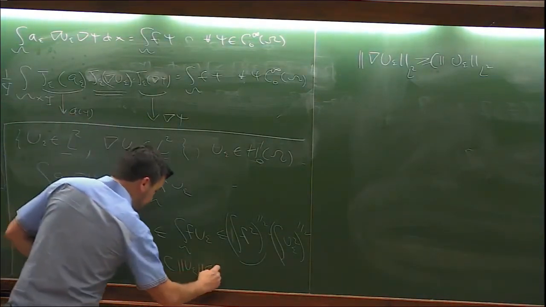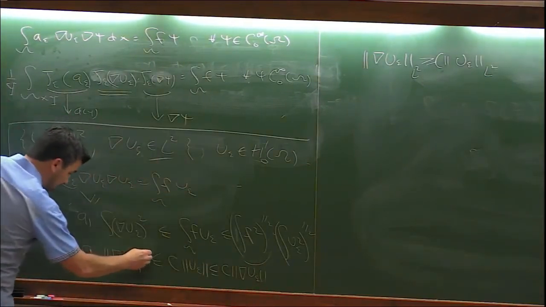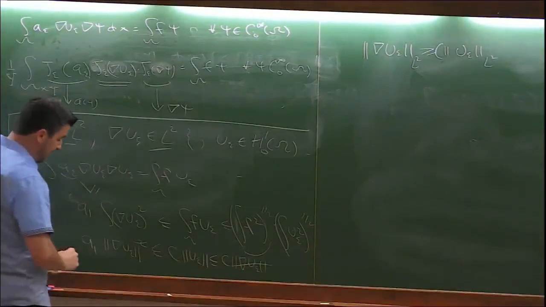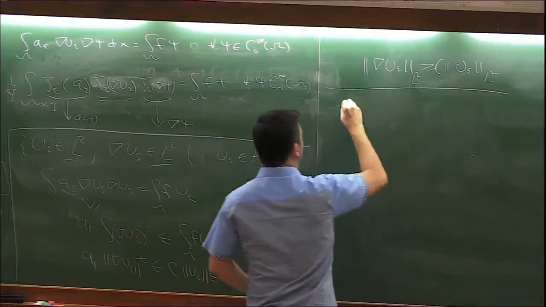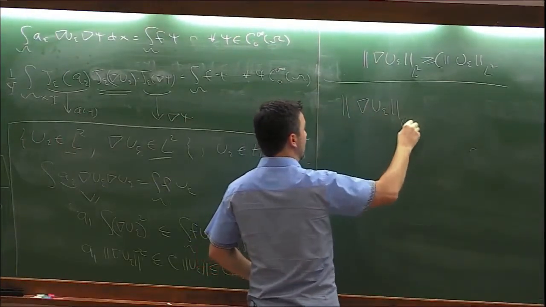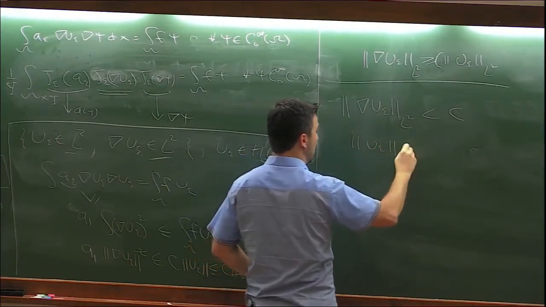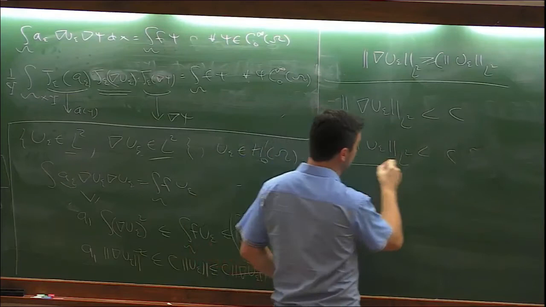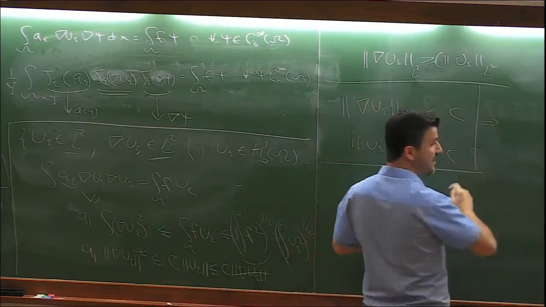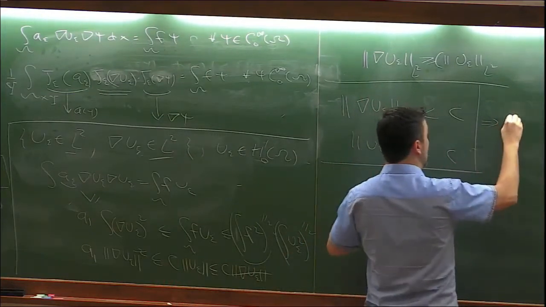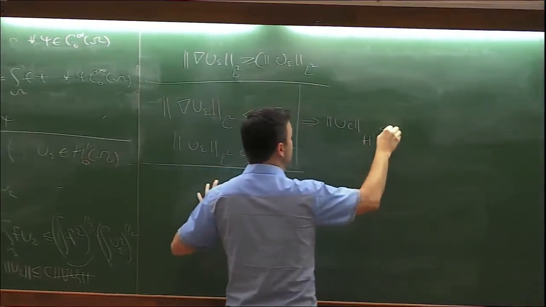So let's apply it here. This is less than C times the gradient norm, okay? And now you divide by the norm of the gradient, and that leaves you that the norm of the gradient is bounded by some constant. So we obtain that the norm of the gradient is bounded by some constant, and of course, because of this, the norm of the function is bounded by some constant. Roughly speaking, the norm of u epsilon in the space where it lives, H1, is bounded by some constant.